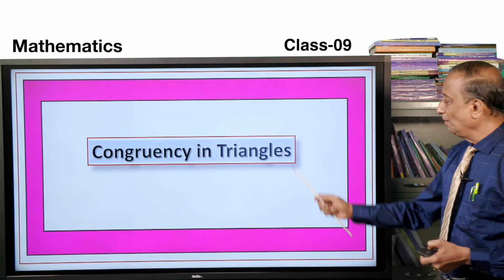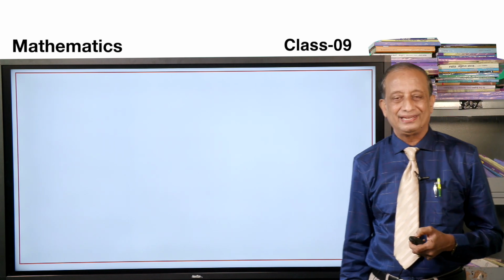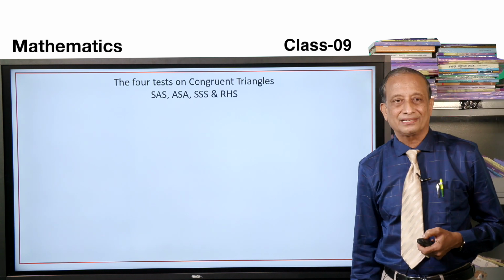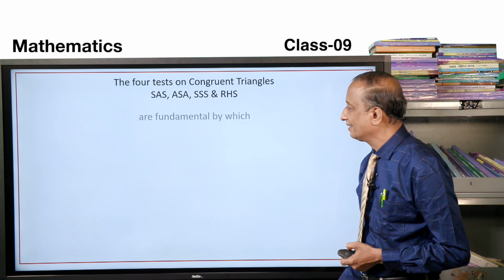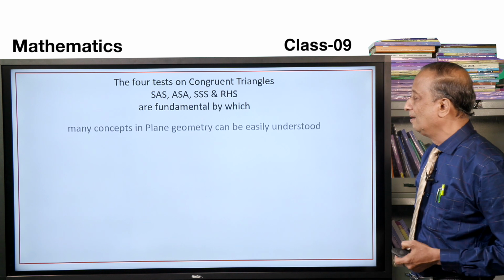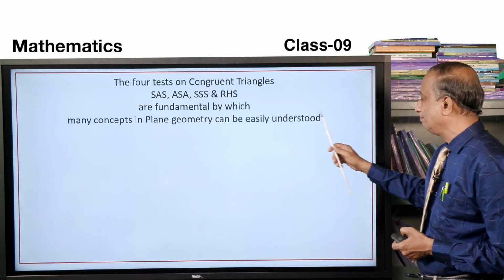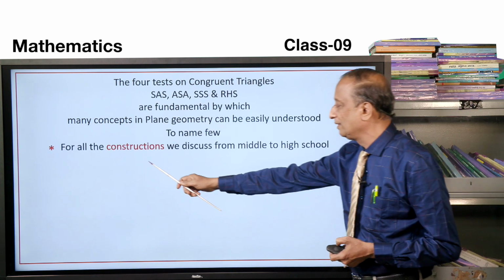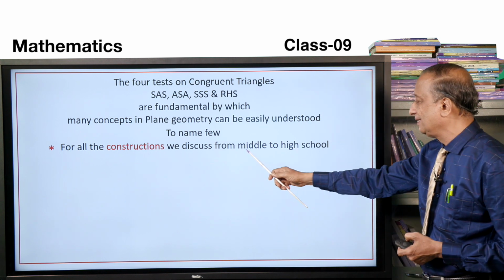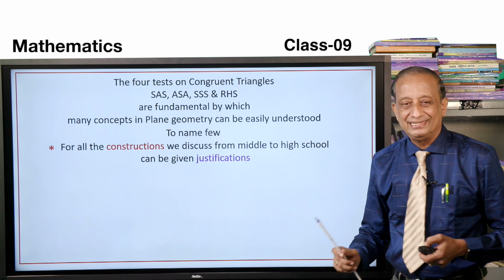Now, congruency in triangles, children, has very wide applications. The 4 tests on congruent triangles, that is SAS, ASA, SSS and RHS, are fundamental by which many concepts in plane geometry can be easily understood. To name a few, the first one is, all the constructions we discussed from middle school to high school can be given justification.